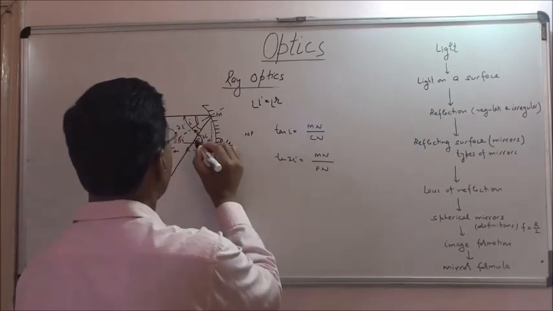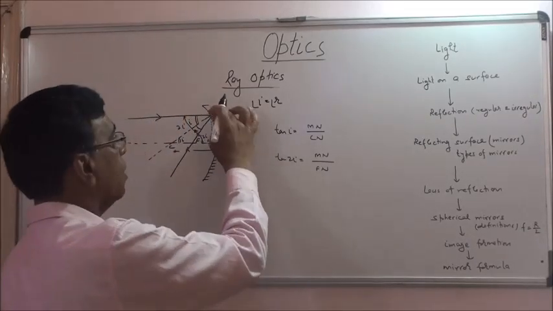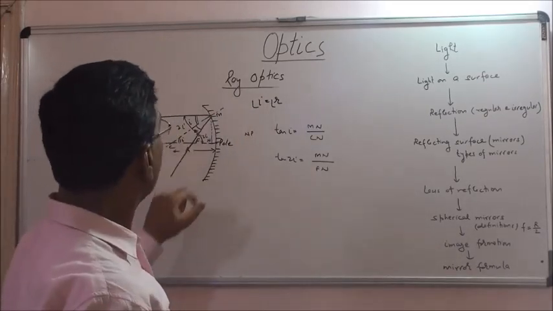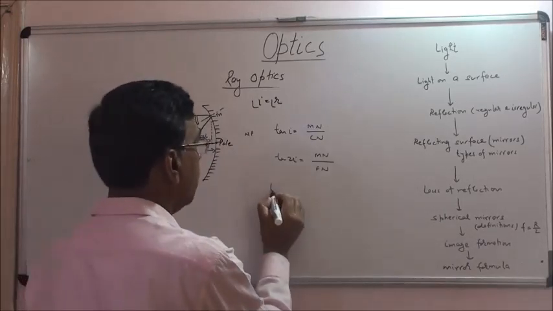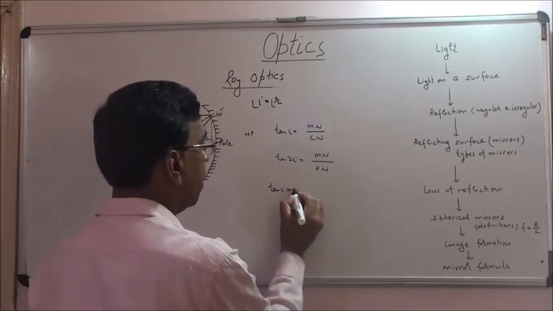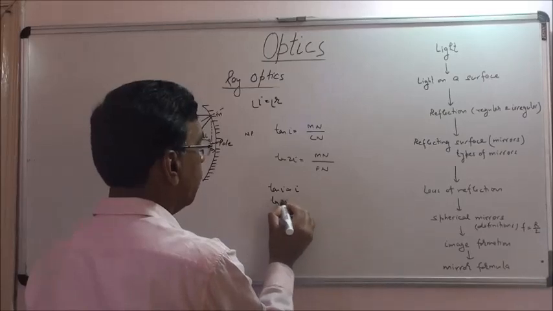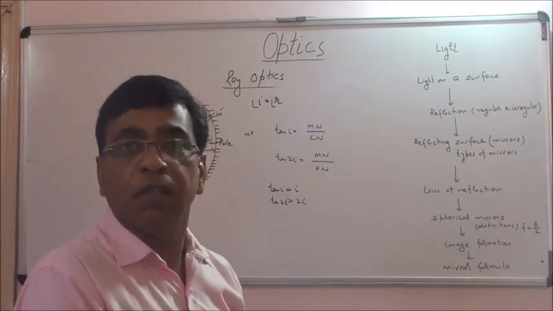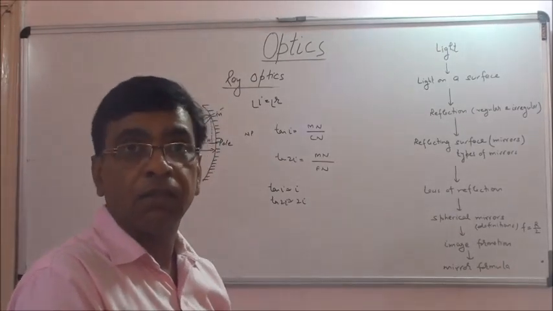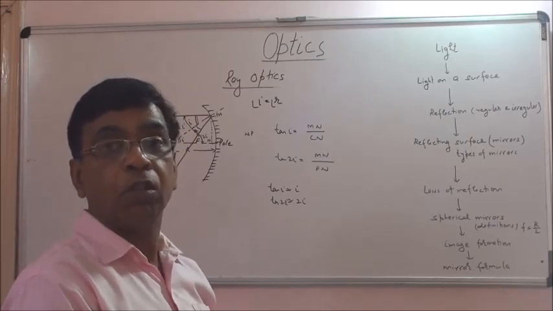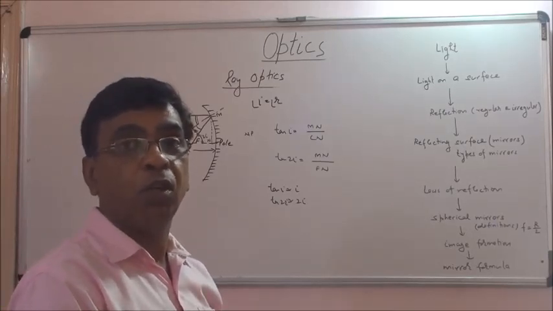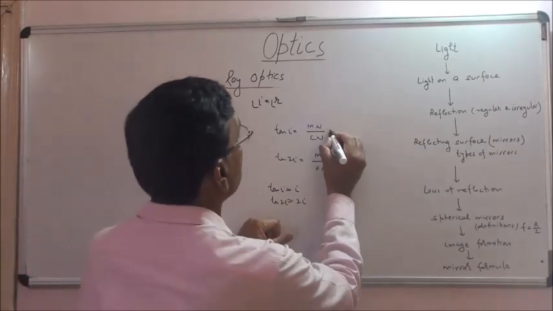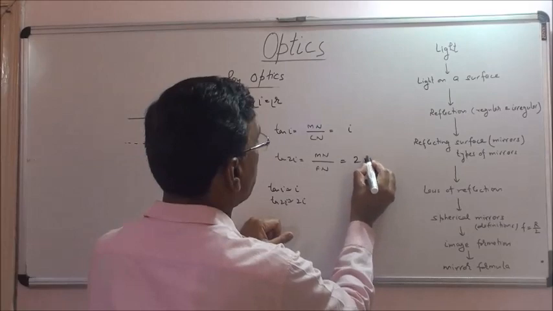Now, if these angles are very small, if you are taking paraxial rays, it means M will also be very close to the principal axis. In that case these angles will be very small, and tan I will be taken as I, and tan 2I will be taken as 2I. For very small angles, tan theta is theta, sin theta is taken as theta, and cos theta is taken as 1. So this is I, this is 2I.